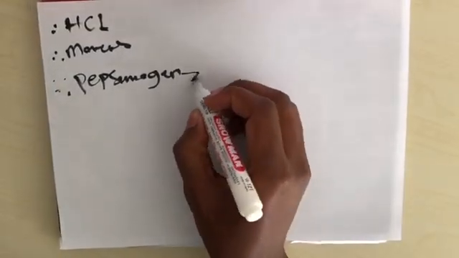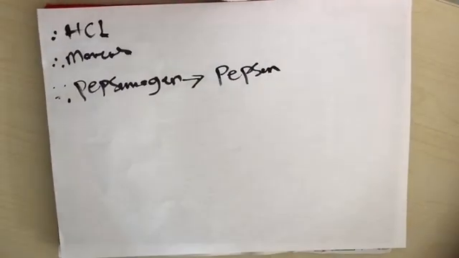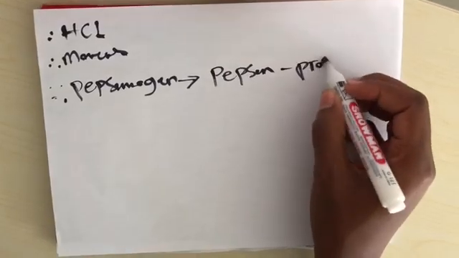Then the gastric glands secrete pepsinogen. Pepsinogen is an enzyme secreted in an inactive form. That pepsinogen starts the digestion of proteins, but it doesn't work when it's inactive as pepsinogen. The hydrochloric acid, when it's secreted, is going to activate pepsinogen into pepsin. When it is pepsin, it is active. The other name for pepsin is protease, from protein.